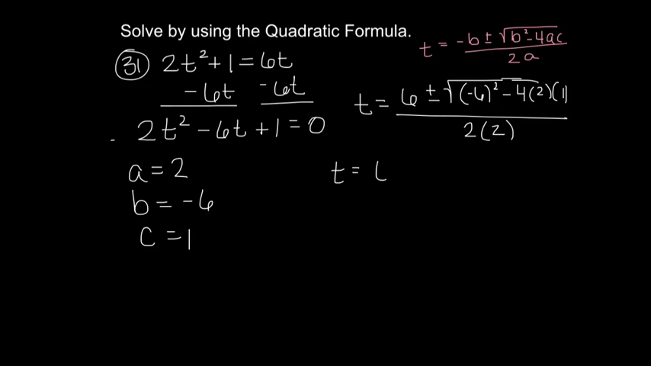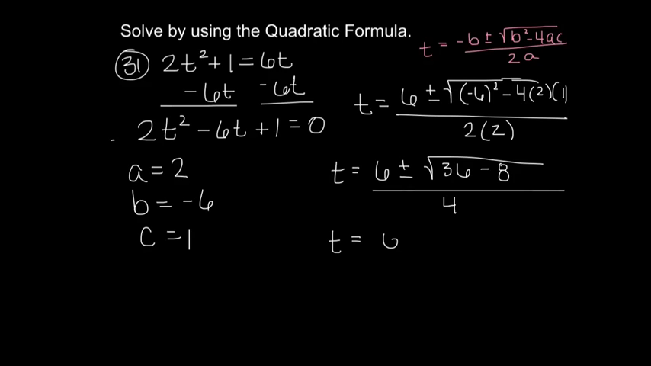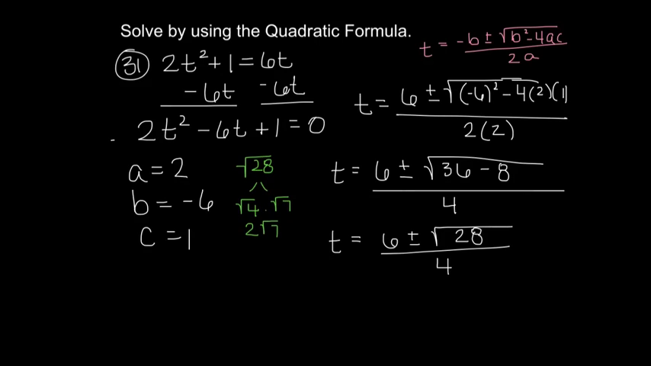Simplify under the radical, that's 6, plus or minus the square root of negative 6 squared is 36, minus 4 times 2 times 1 is minus 8, all over 2 times 2, which is 4. This gives me 6, plus or minus the square root of 36 minus 8 is 28, all over 4. The square root of 28 can be simplified into the square root of 4 times the square root of 7. The square root of 4 is just 2, so that whole thing is 2 square roots of 7.